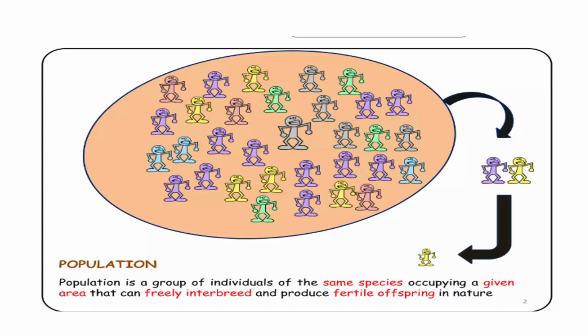Suppose there are 1, 2, 3, 4, and five different types of individuals. Each individual type refers to one population, like this purple one referring to one population and this yellow one referring to another population. A population is a group of individuals which belong to the same species, occupying a given area in that particular space. They can freely interbreed with each other and produce fertile offspring to maintain their population for future generations. So this is a population.